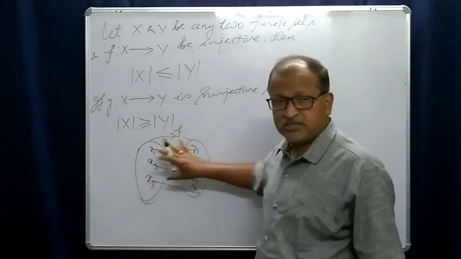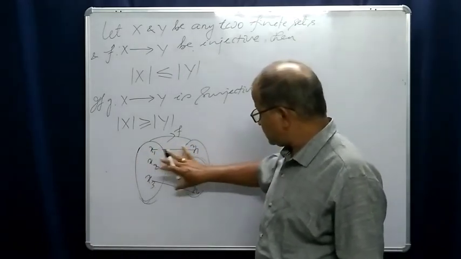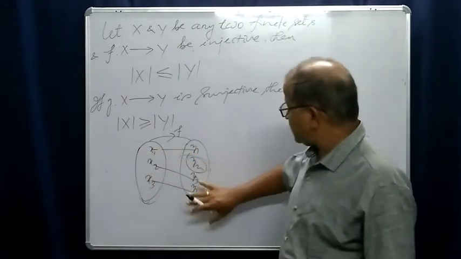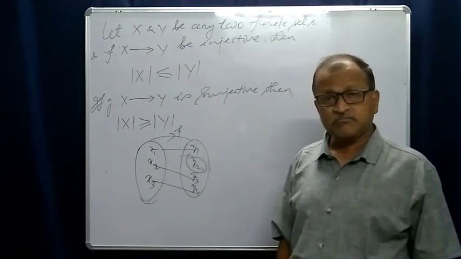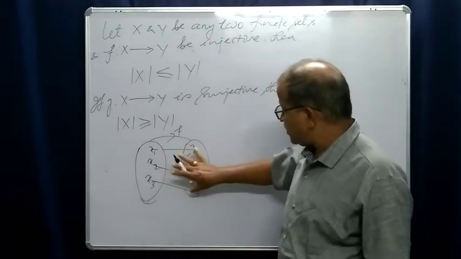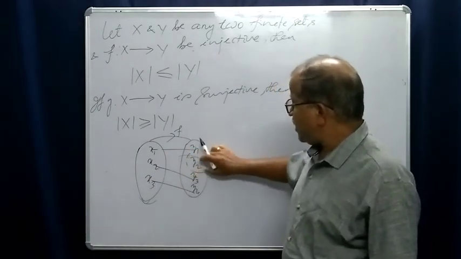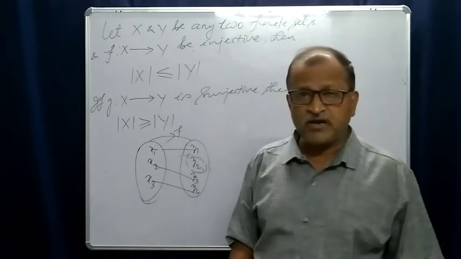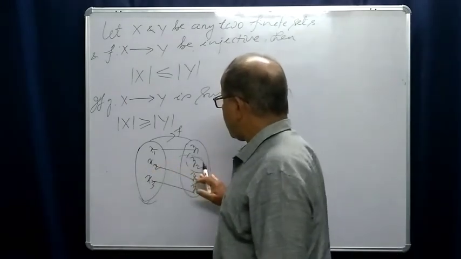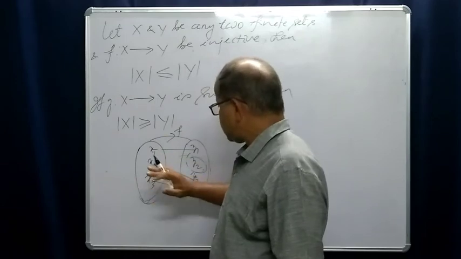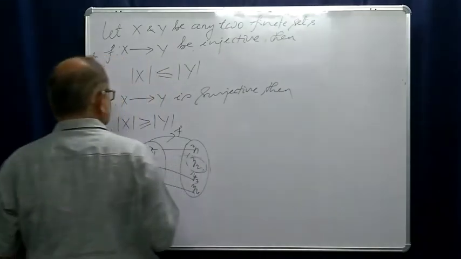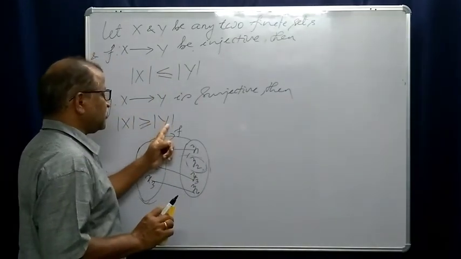You see, x has 3 elements, y has 4 elements. These 3 elements can be related to at most 3 elements of y. It may be less than that, but at most it will be related to 3 elements. So one element will be excluded from the range. So in this case, you cannot form a surjective function. So if the function is surjective, then cardinality of x is greater than or equal to cardinality of y.